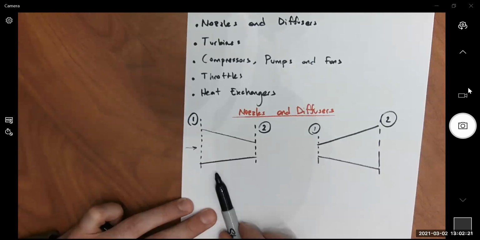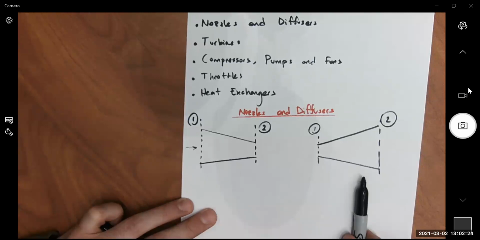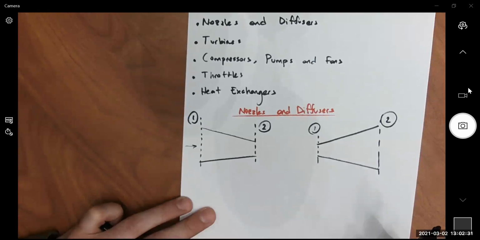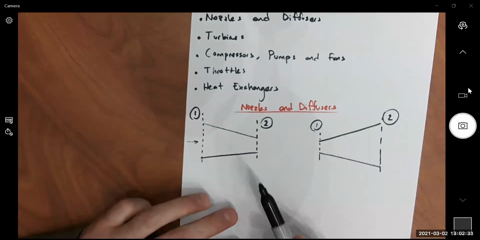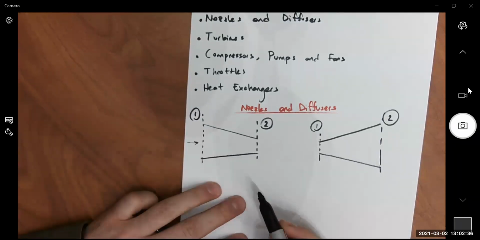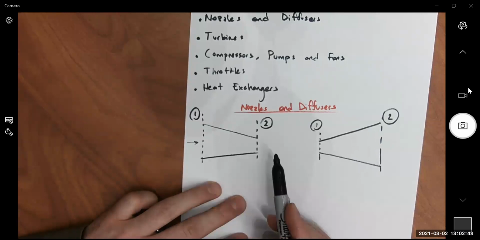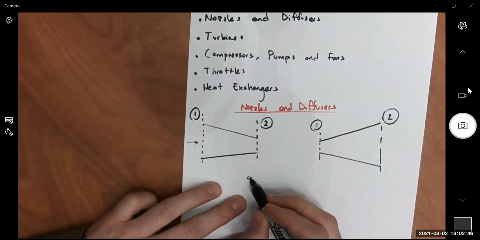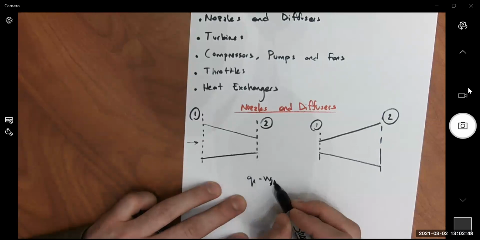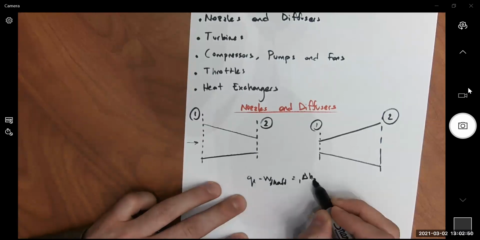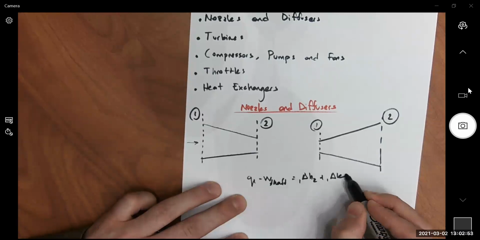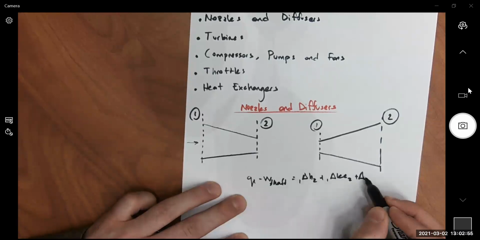For diffusers, on the other hand, it's a pressure increasing or velocity decreasing device. Right? If you write this simplified equation, first order equation for open systems, for one inlet, one outlet, steady state, right? Q minus work shaft equals enthalpy difference, kinetic energy difference, plus potential energy difference. Okay.